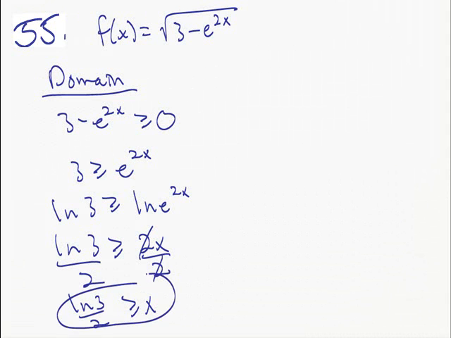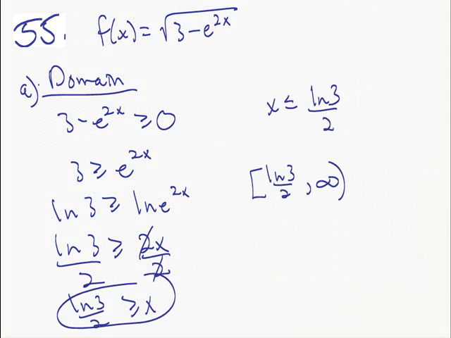There's my domain. My domain is x is less than or equal to, let's write it that way, the natural log of 3 over 2. In interval notation, we would say that it's everything from the natural log of 3 over 2 on up to infinity. Okay, so there's our answer to part A of this problem.